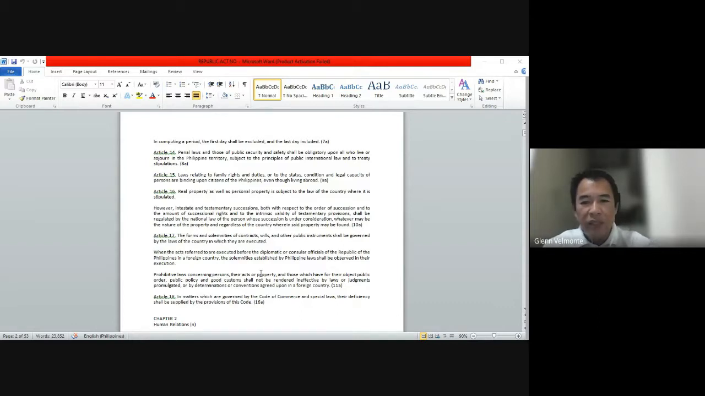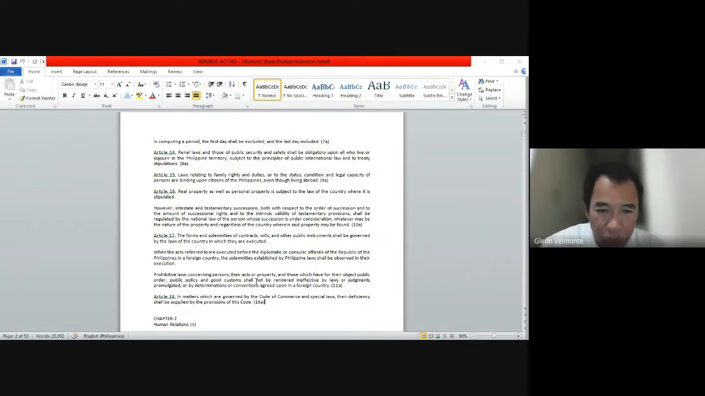Okay, now another: prohibitive laws concerning persons, their acts or property, and those which have for their object public order, public policy, and good custom shall not be rendered ineffective by laws or judgment promulgated, or by determinations or conventions agreed upon in the foreign country. So what does that mean? The prohibitive laws concerning the person, their acts or property, and those which have for their object public order, public policy, and good custom shall not be rendered ineffective.